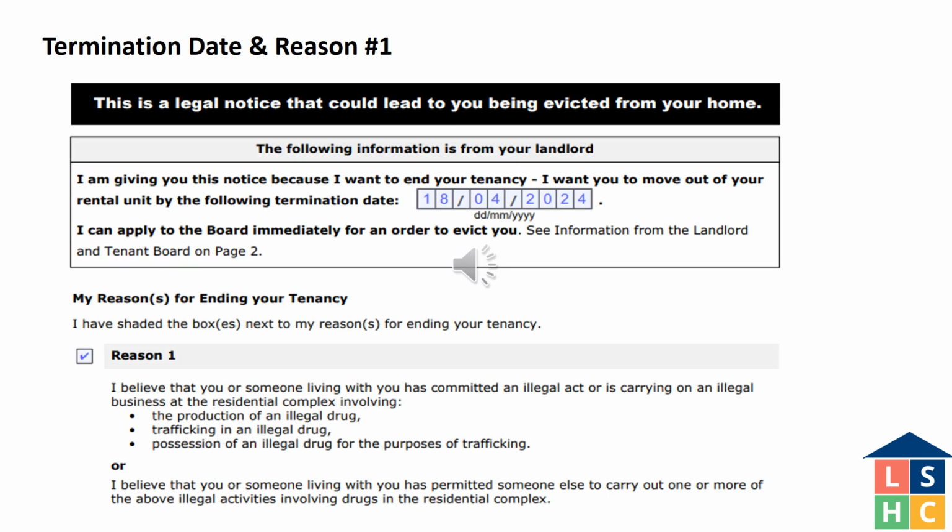If serving the notice because your tenant or their guest has committed an illegal act or is carrying on an illegal business at the rental unit which involves the production, trafficking, or possession of an illegal drug for the purposes of trafficking, Form N6 is a 10-day termination notice and it does not give the tenant an opportunity to void it. When filling out the notice, make sure to shade in the box next to reason 1. When calculating the termination date, the day the notice is served to the tenant is considered day 0. The next date is day 1.